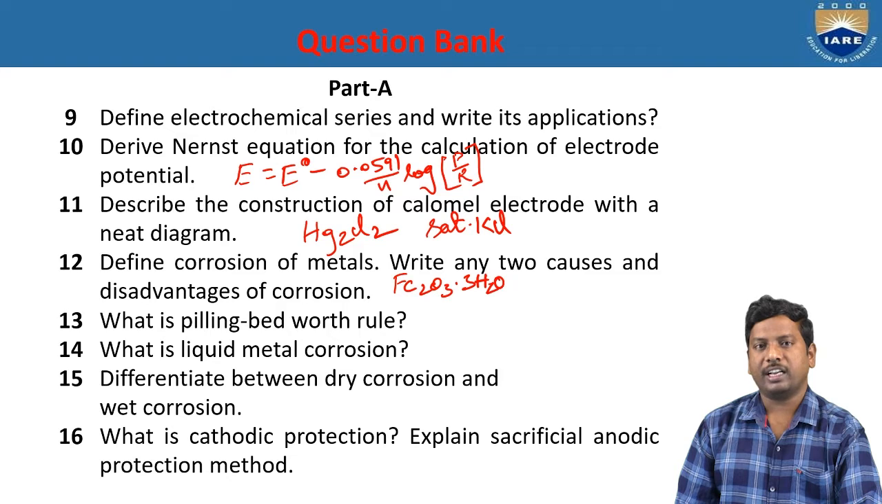For example, if you take iron, it is coated with the more active metal zinc. Zinc acts as an anode, whereas iron acts as a cathode, and zinc sacrifices its life. Degradation takes place at the anode, and the base metal at the cathode stays safe. So this is the best example of the sacrificial anodic method.